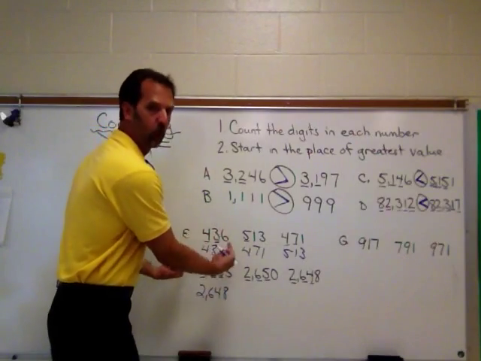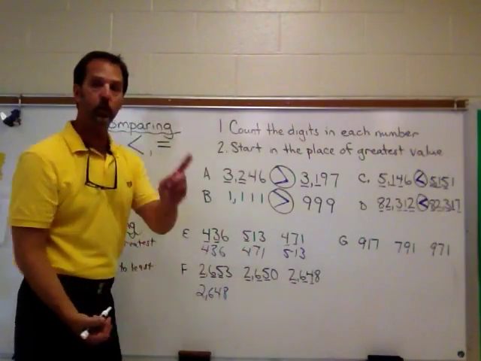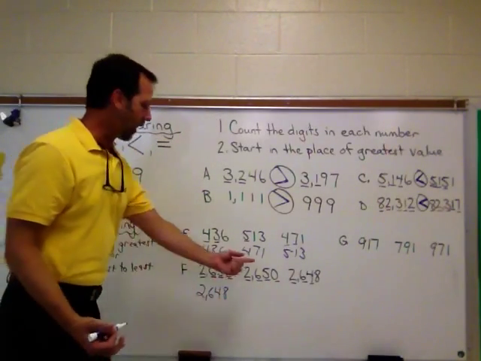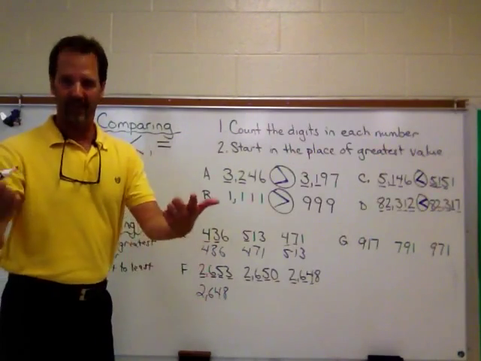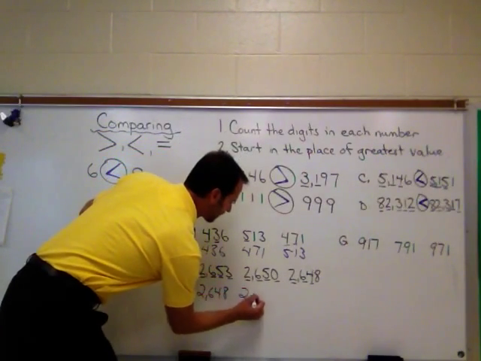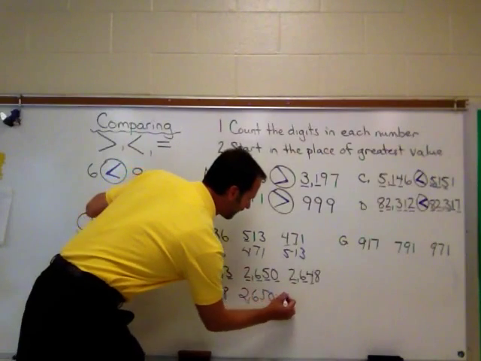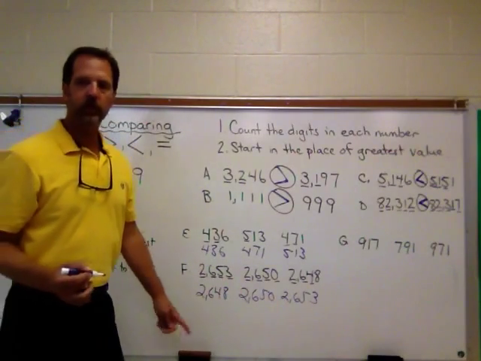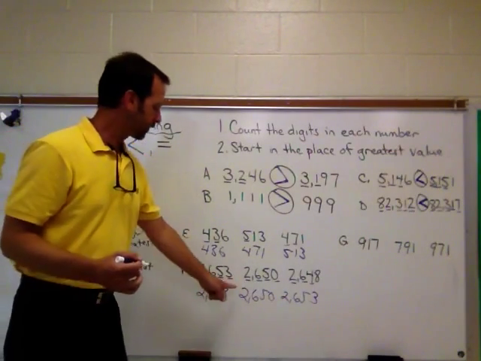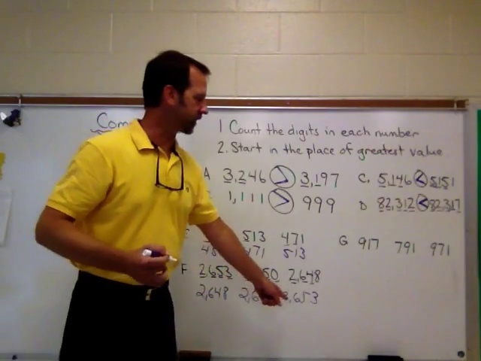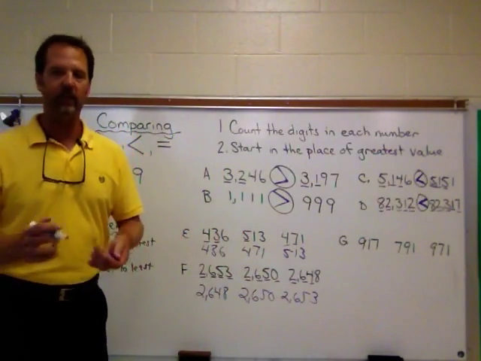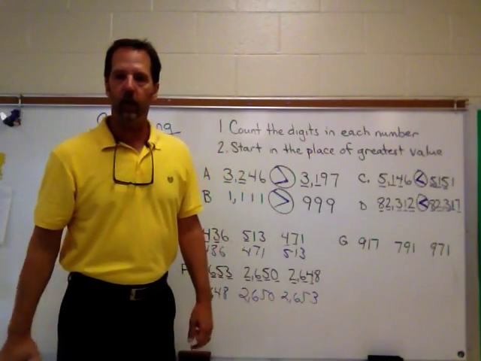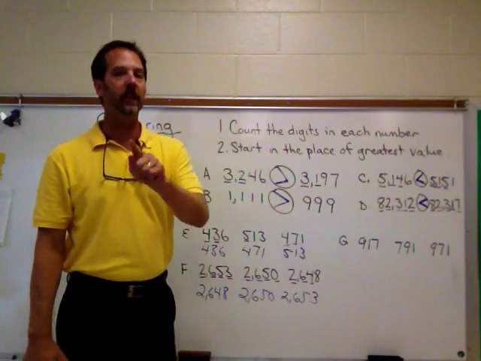And now I've got to finish comparing with these 2 numbers. They both had a 2, a 6, and a 5. So I'm going to go to the ones place where I have a 3 and a 0. And now with a 3 and a 0, which is smaller? The 0. So I'm going to put 2,650. And then finally, 2,653. Now my numbers, 2,648, 2,650, 2,653 are in order from least to greatest. Now, take a look at letter G. Go ahead and pause the video and give that one a shot. Put it in order from least to greatest.